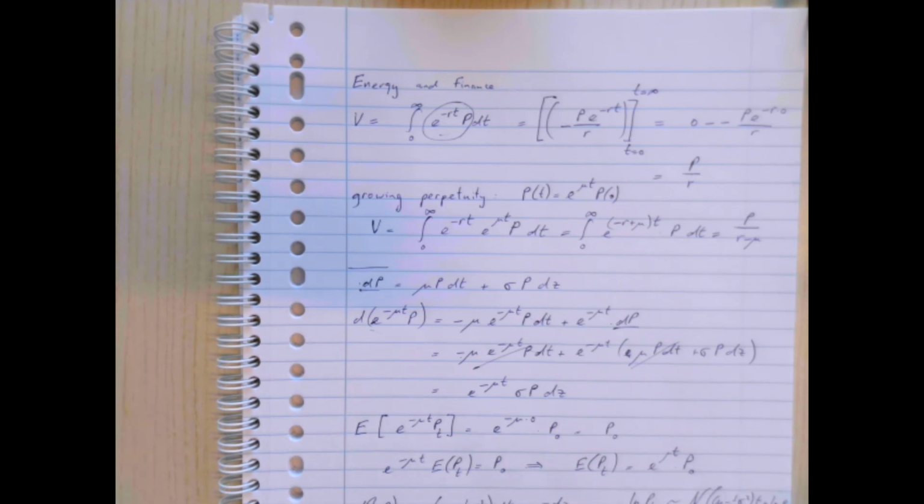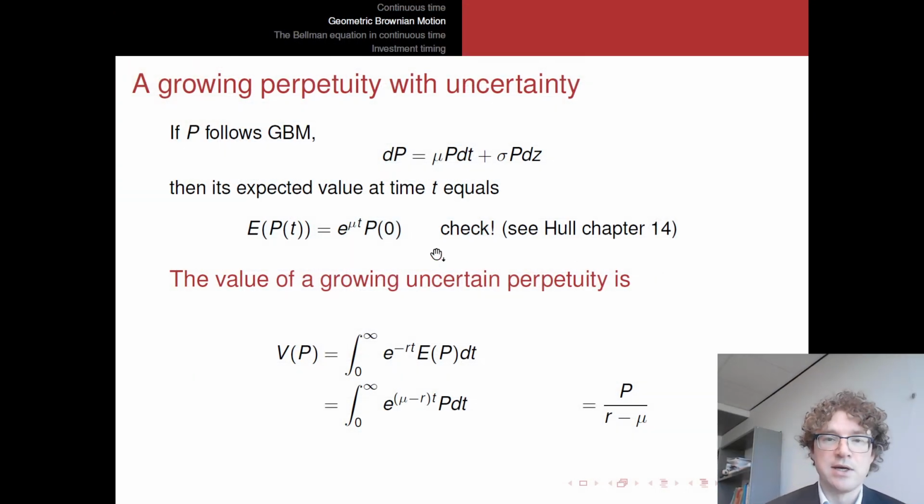Okay, so that was an intermezzo, just to make sure that we have some idea where this e to the mu t times P as the expectation of P comes from. But for us now, it's sufficient just to know that the expectation of a GBM process P with a drift rate mu is just e to the power mu t times P. So that's what we want to know.